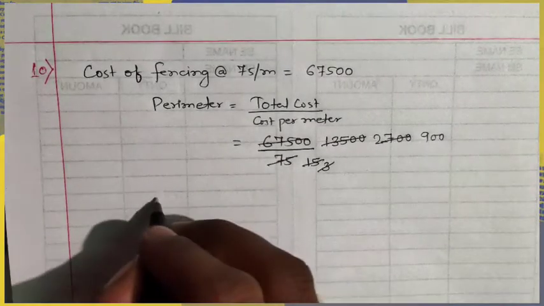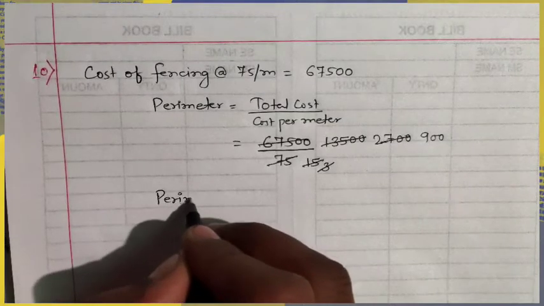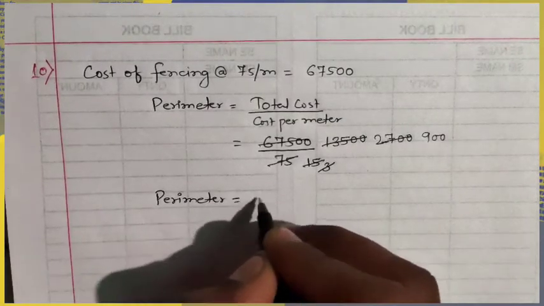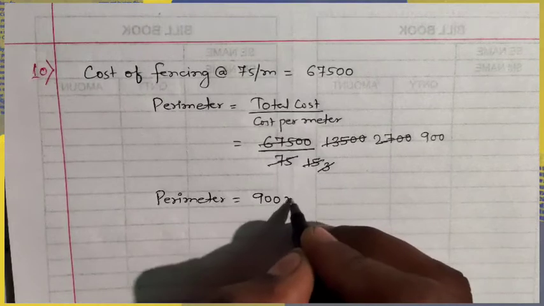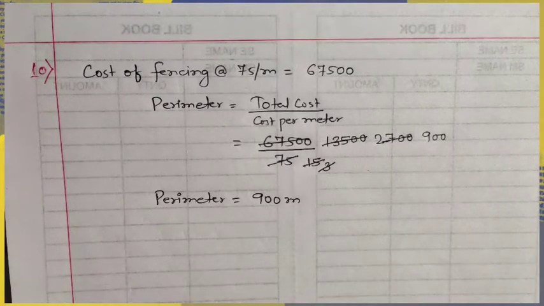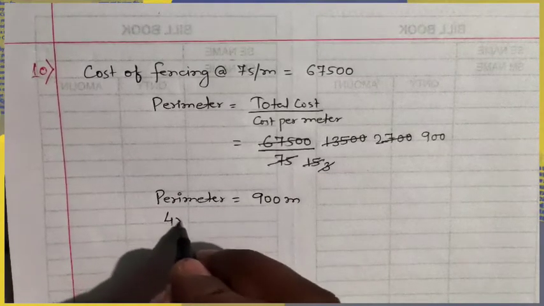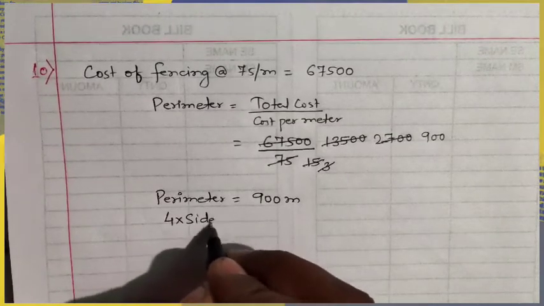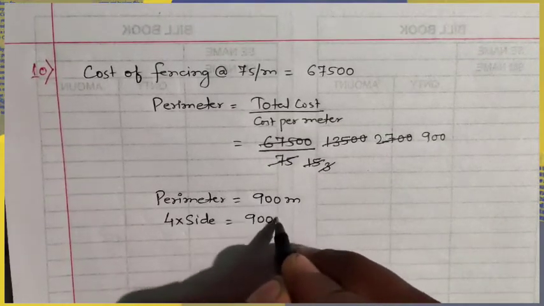It means that we have got the perimeter is equal to 900 meter, and since the question is related to a square field, we have to use the formula of a square to calculate the perimeter. We know the formula of a square. Perimeter of a square is 4 into side, it will be equal to 900 meter.